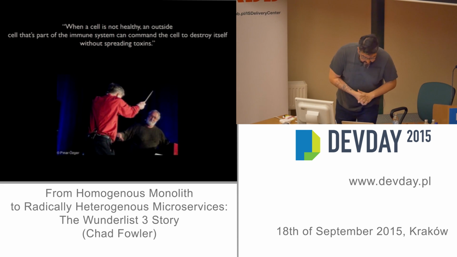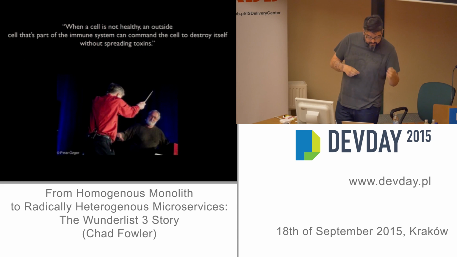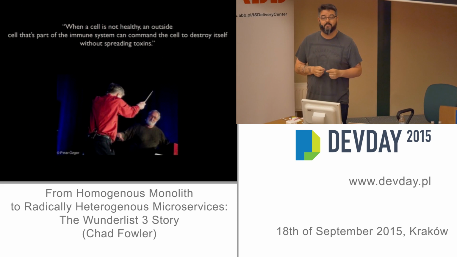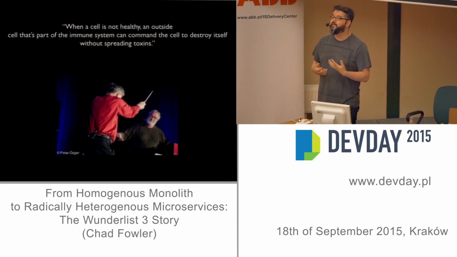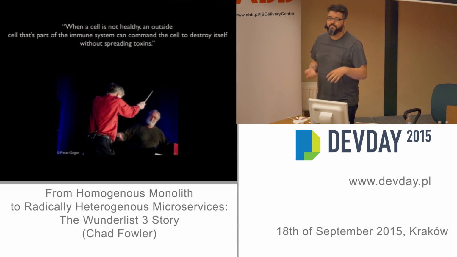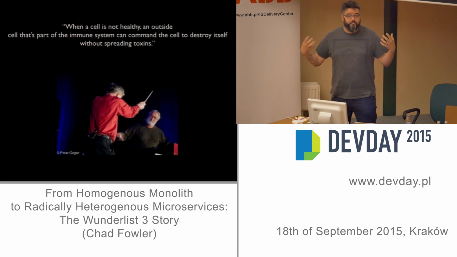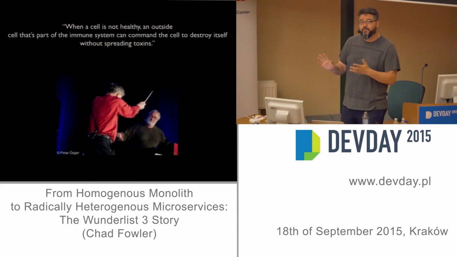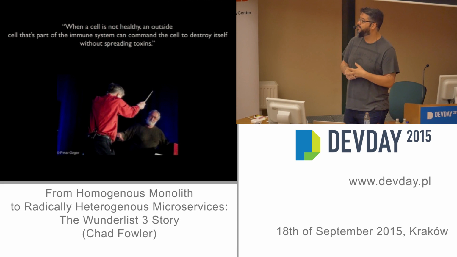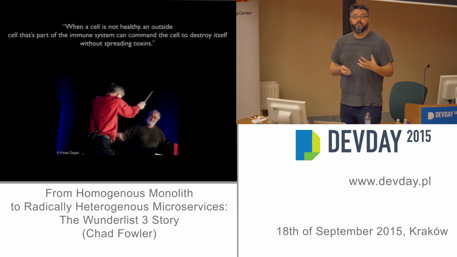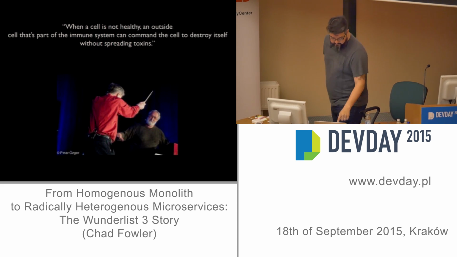So he says, when a cell is not healthy, an outside cell that's part of the immune system can command the cell to destroy itself without spreading toxins. This is one of the key parts of how biological systems can survive. And we've all heard it all our lives, and there's some truth to it, but like the me that's standing here today is made up of entirely different cells. That's not actually 100% true, but entirely different cells than me at 5 years old. So that's an important part of how I can survive. The system survives. The components of the system don't survive.